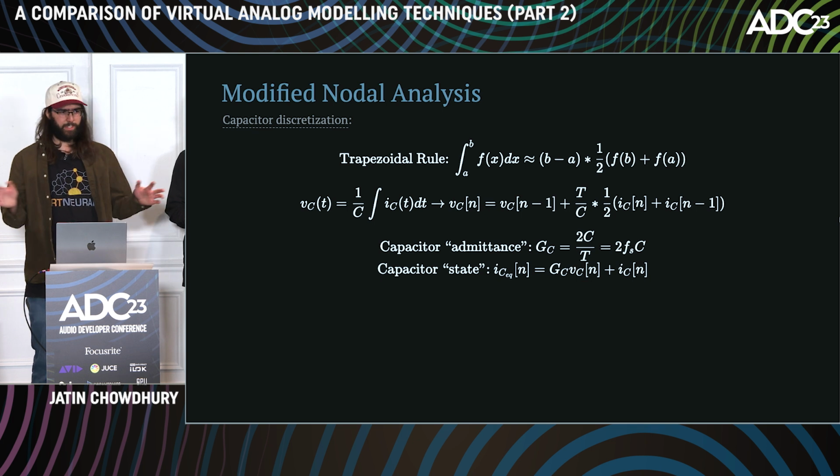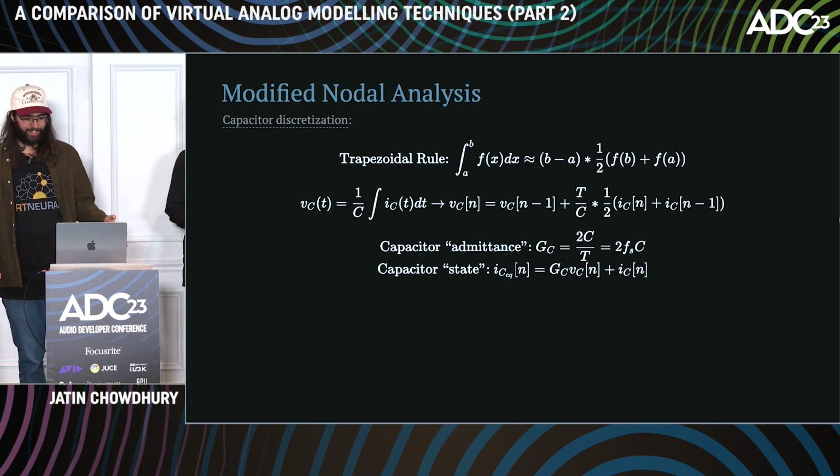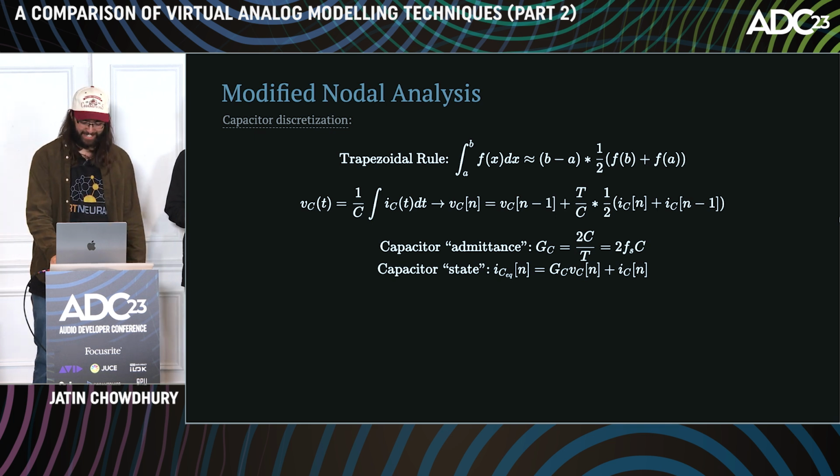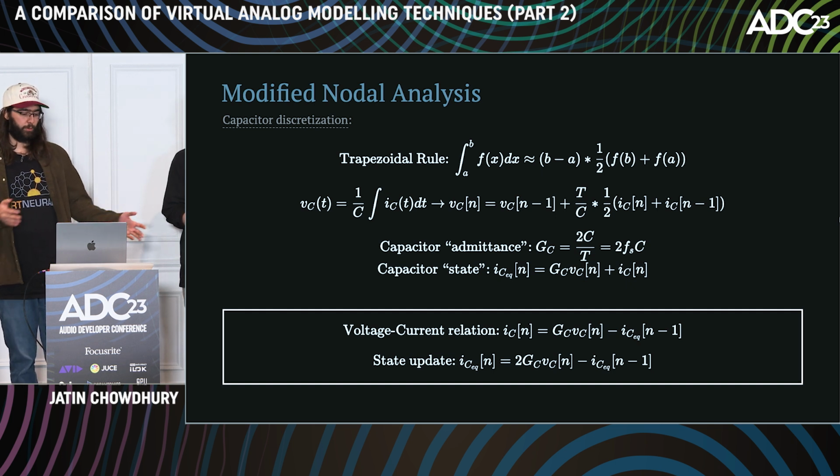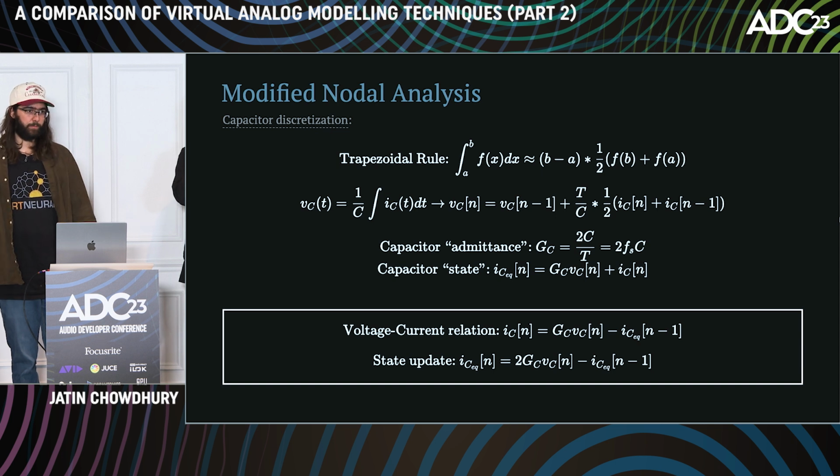Then we'll come up with some intermediate names for things, what I'll call admittance and state. If you want to argue about the physical meanings of these things, we can do that later. And then we end up with these equations. So we have a voltage-current relationship: if we know the voltage, we can compute the current. And then we need to be able to update the state so that when we process the next time step of our signal, we have an updated state.